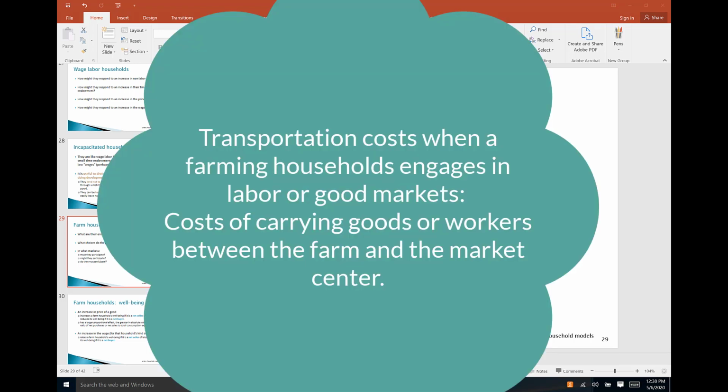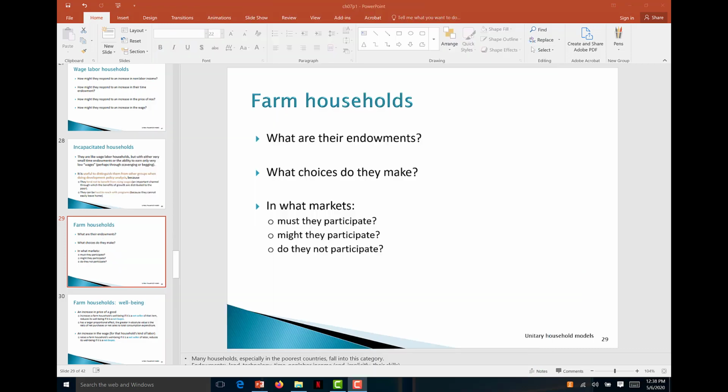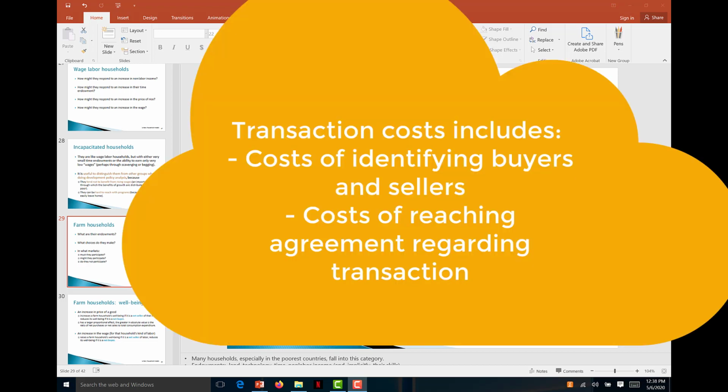Transportation costs include costs of carrying goods or workers between the farm and the market center. Keep in mind, we are talking of the example of a farm household participating in markets for labor and also in markets for goods and services. And transaction costs would include the costs of identifying buyers and sellers and also reaching agreements regarding the transaction.